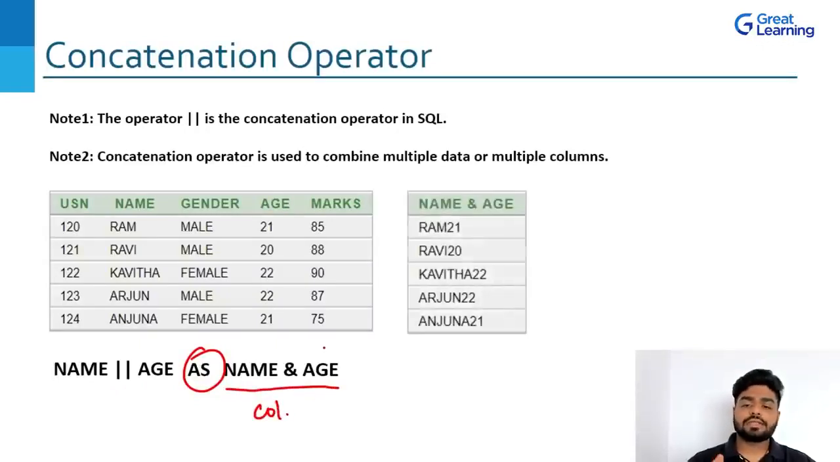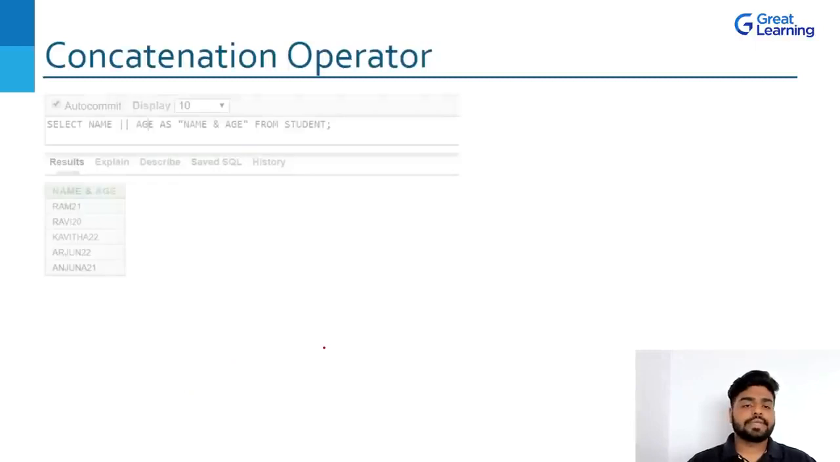Now this is the answer: Ram 21, Ravi 20, Kavita 22, Arjun 22 and Anjuna 21. This is how you get the concatenation done, right?